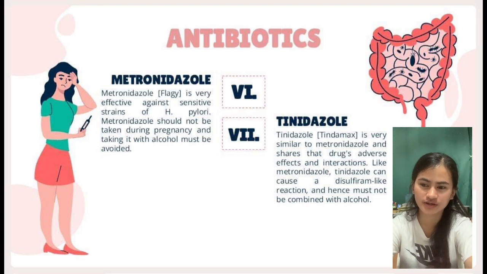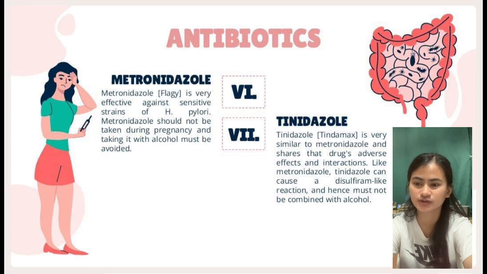The other two antibiotics are the metronidazole. It is very effective against sensitive strains of H. pylori. Metronidazole should not be taken during pregnancy, and taking it with alcohol must be avoided. For the tinidazole, it is very similar to metronidazole, and they share the same adverse effects and interactions. Like metronidazole, tinidazole can cause a disulfiram-like reaction and hence must not be combined with alcohol.